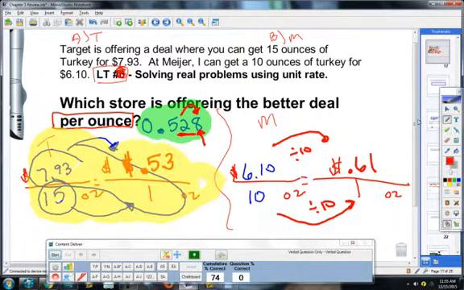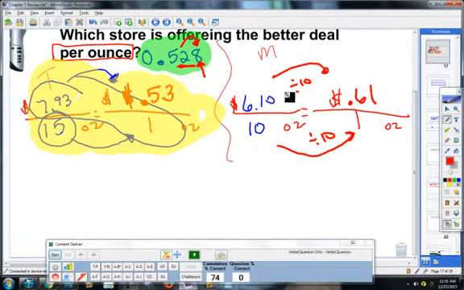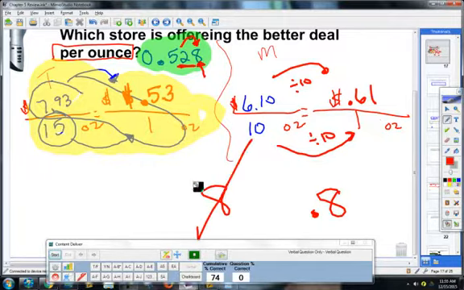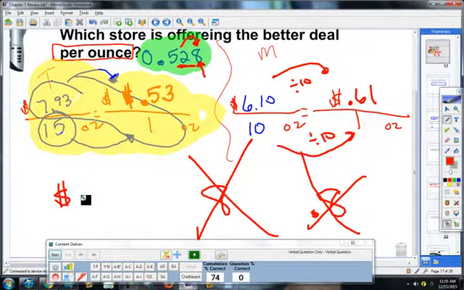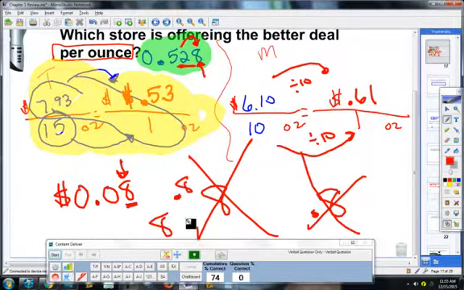Now, if I asked you guys right now to tell me how much cheaper is Target than Meijer, I would have some people tell me 8, or they would tell me 0.8. Are either of those correct? No. No, it's 8 cents, which means we need to write it as 0.08. That means 8 pennies, hundredths.